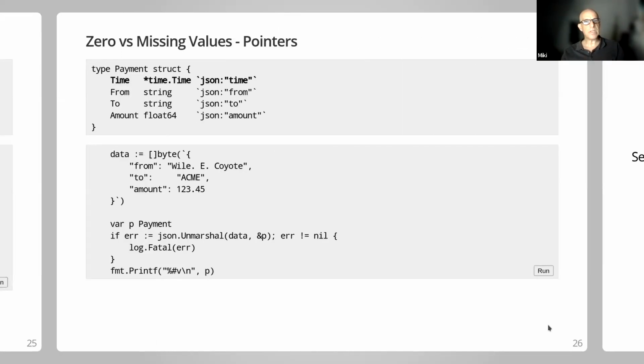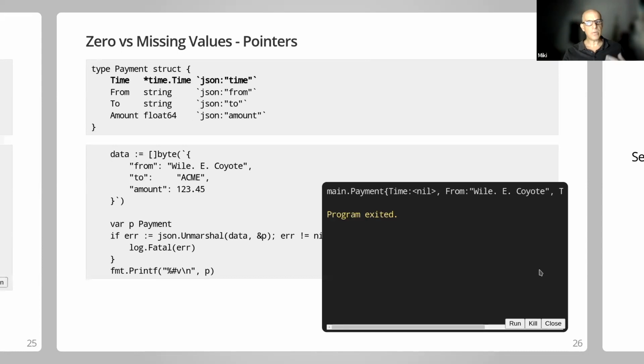One of the options is using pointers, right? So now the time is a pointer to a time. And now when I run it, I'm going to see nil time. This means that nobody sent me a time, because now I know it's not coming in. But now I'm going to pay a price because time is a pointer. If I call dot format or dot year or anything on this time, I'm going to get a panic.